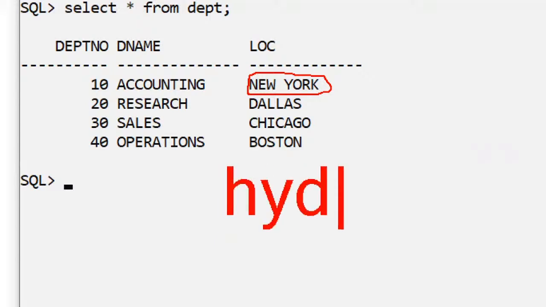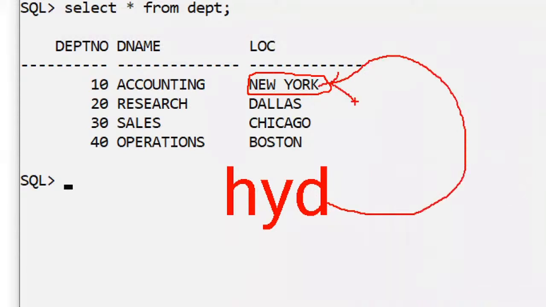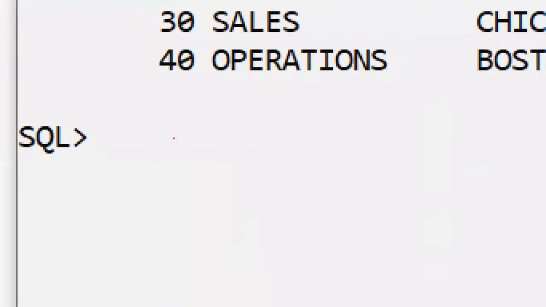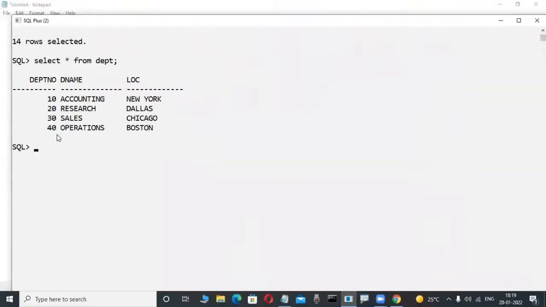For example, suppose I want to change this New York location into Hyderabad in this relational database. How can I do it? Just at the SQL prompt, using the SQL language. SQL is a very easy language, and I will tell you how. In SQL, you are typing some commands.